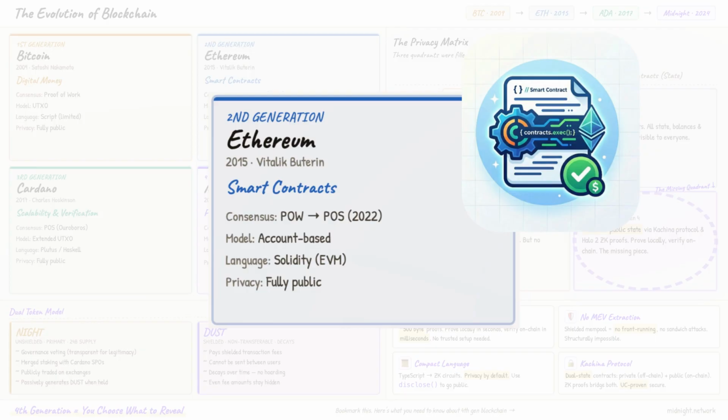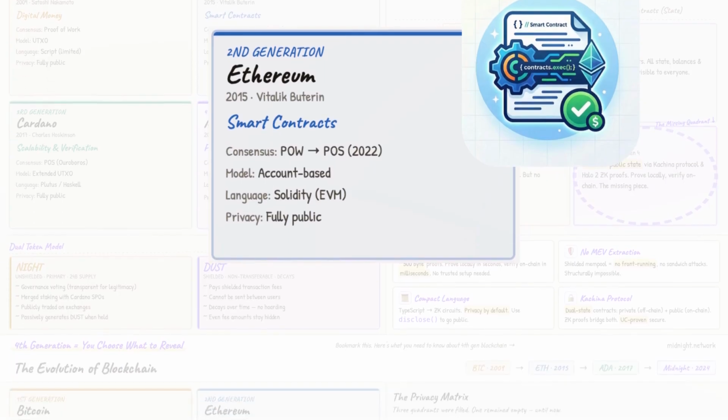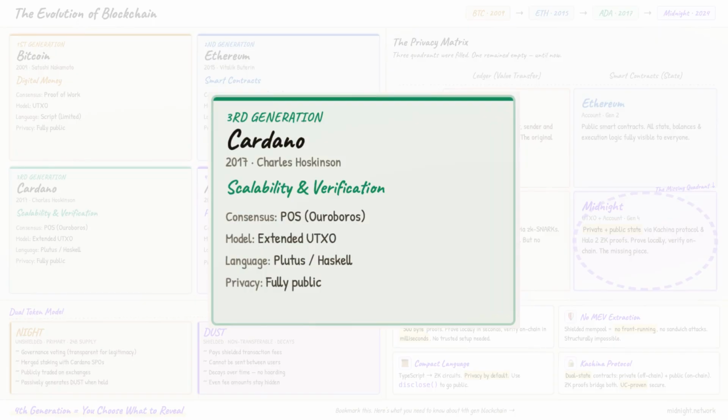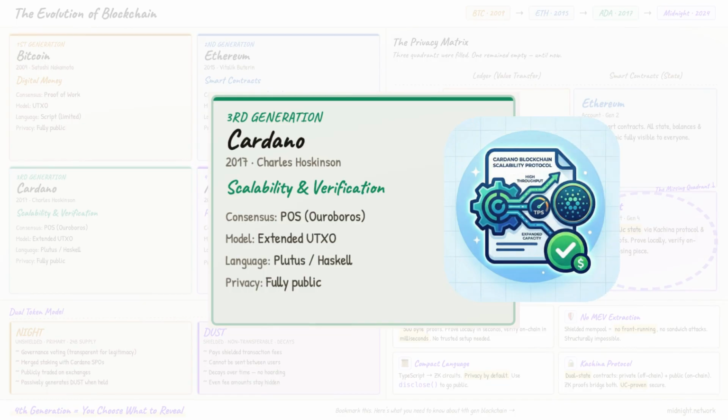But here's the thing that didn't change: privacy. Ethereum is just as transparent as Bitcoin. Actually, it might be worse, because now it's not just your transactions that are public, it's your entire application state. Then we go to the third generation blockchain, Cardano, created in 2017. Their consensus mechanism, Ouroboros, was the first proof of stake protocol with a formal mathematical security proof.